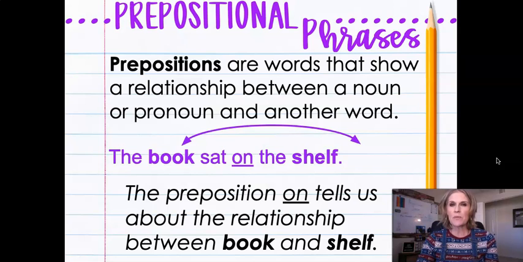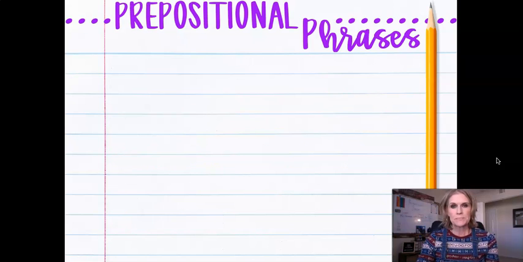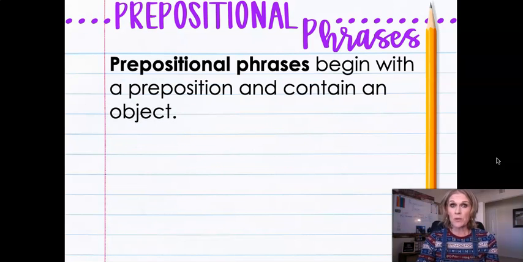Remember from last week, there are several different types of prepositions. The three main types of prepositions that we are focusing on right now are the when, where, and how. The ones that tell us about where something is located, or when something happens, or movement or direction, how something moves. You're going to want to write this down.